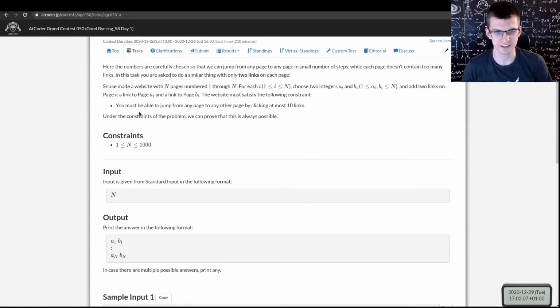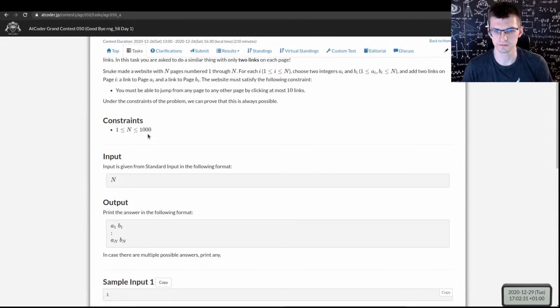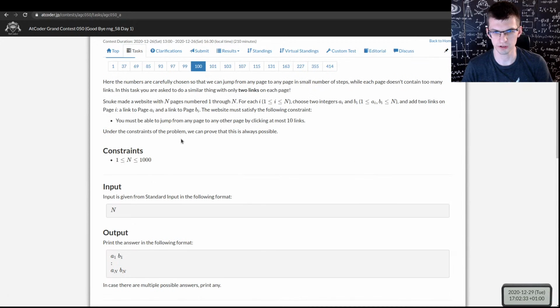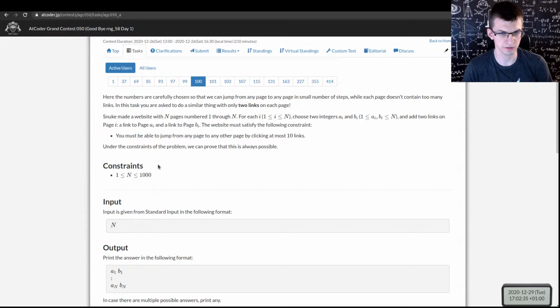Okay, let's start reading from here. For each i, add links from i to a_i and b_i. You must be able to jump from any page to any other page by clicking at most 10 links. So kind of a logarithm. Square root will not work, so it must be logarithmic.